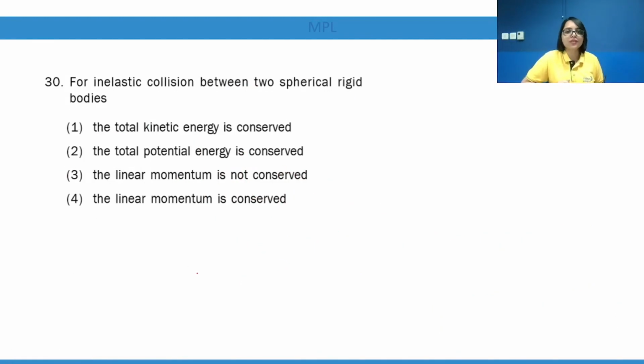Next question is question number 30. For inelastic collision between two spherical rigid bodies, the total kinetic energy is conserved, total potential energy is conserved, the linear momentum is not conserved, and the linear momentum is conserved. For any type of collision, linear momentum is always conserved, but kinetic energy is conserved in the case of what? Only in the case of elastic collision. So the correct answer is option 4.